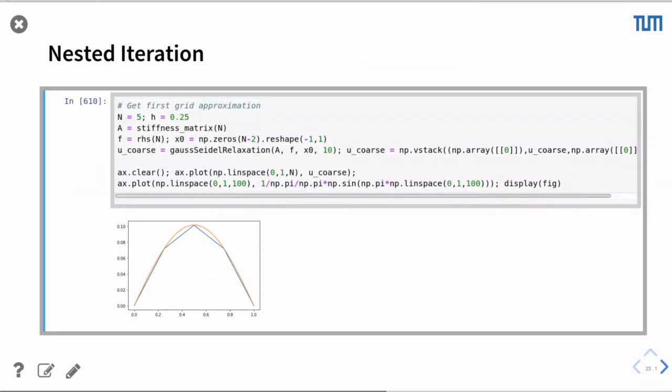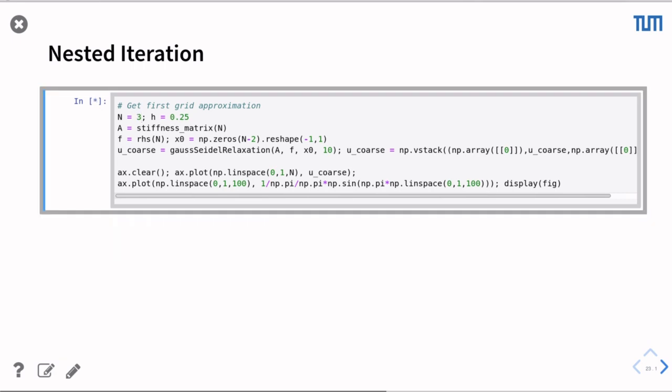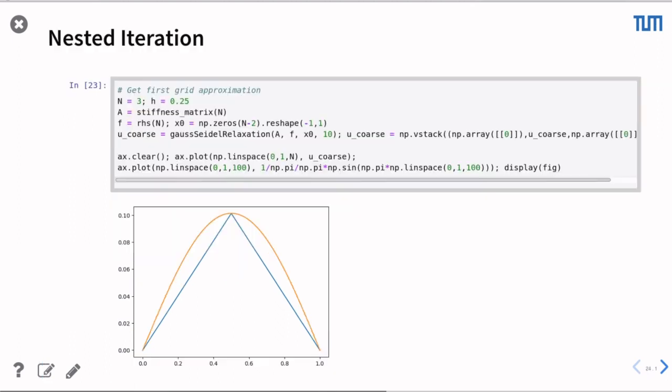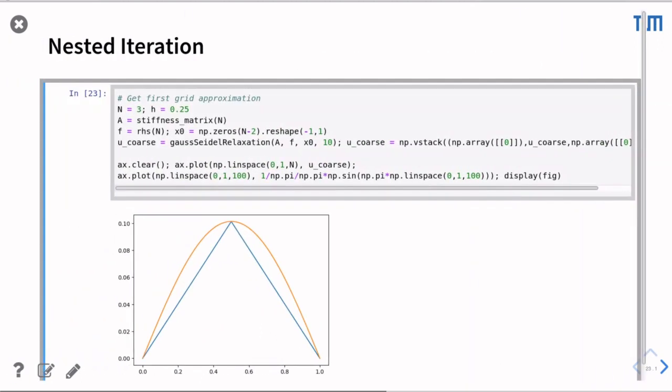Okay, so then let's do a nested iteration. First let's get the approximation on the coarse grid. We'll use n equals 5 as our coarse grid. We could also use n equals 3, but I think that's really bad. That's just one basis function approximating this. So let's stick with 5 as our coarsest grid, which gives us something which sort of looks like a solution at least. So we set up our stiffness matrix corresponding to that.